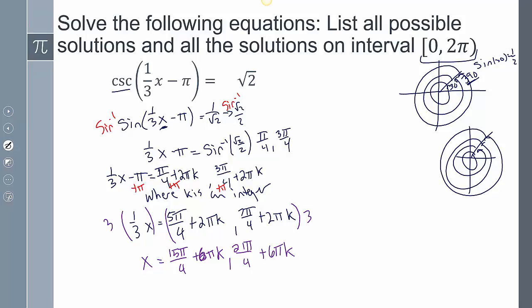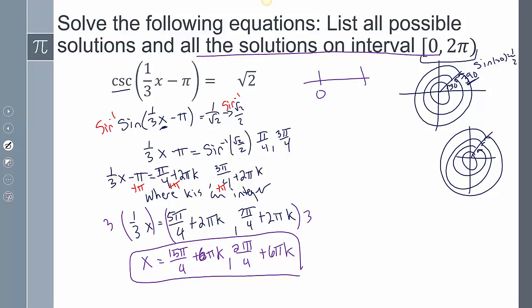So now this answer is going to be listing all possible solutions. That's every single possible solution that could ever exist. Those are the algebraic way of representing that infinite number of values. Now I have to find all the solutions that are on the interval between 0 and 2 pi. The way that we imagine this, if this is 0 and this is 2 pi, I want to find any value that's in between these numbers. We don't want values over there.